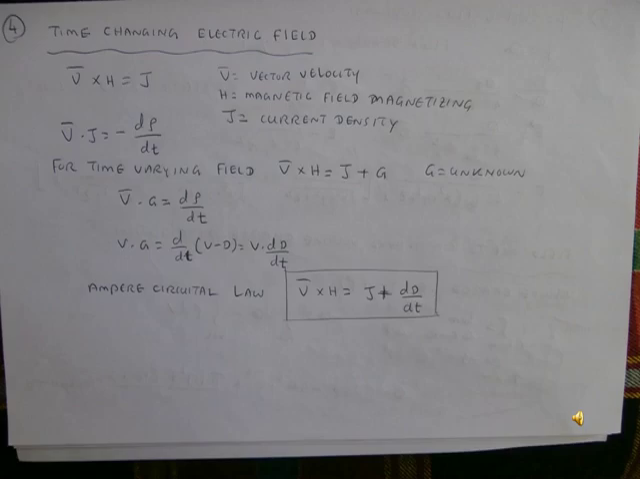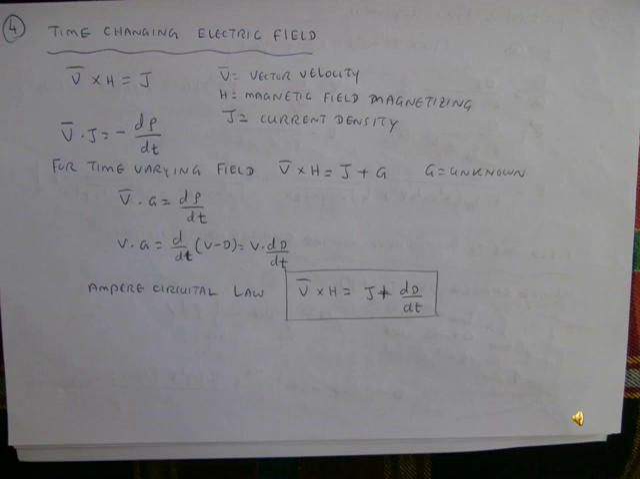This one is a time changing electric field. So the electric field is varying with time. In this case, we have to assume that the vector velocity, magnetic field, magnetization, and the current density have to be constant. For the time changing electric field, we write down the equation: V vector cross H equal to J. In this case, V vector is the vector velocity, H is the magnetic field magnetization, and J is the current density. So V vector dot J equal to minus d rho by dt. So d rho by dt means the rate of change of the density.